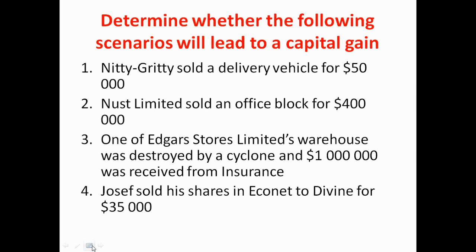Who is on the call? There is Ruth. Ruth, can you hear me? Do you think scenario number one will lead to a capital gain? Nitt-Gritt sold a delivery vehicle for 50,000. I think it will lead to a capital gain. Why? Because it is a specified asset. Okay, and what's the specified asset? Marketable security. Brilliant.